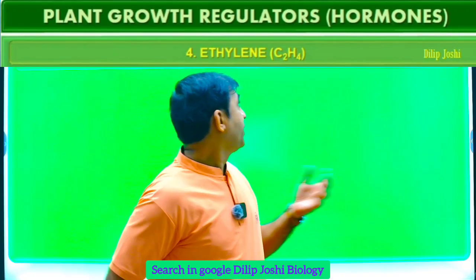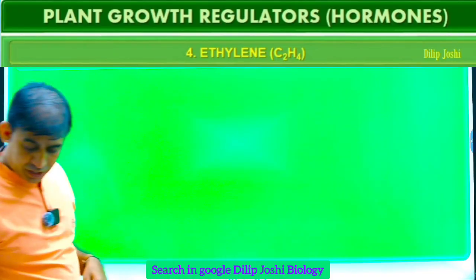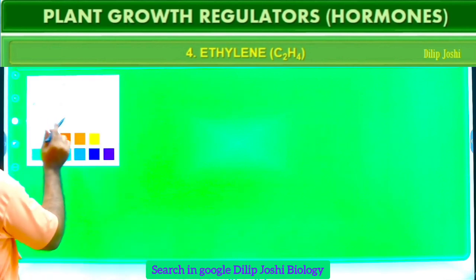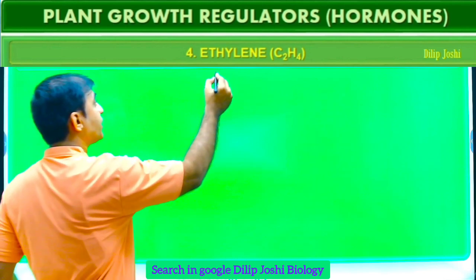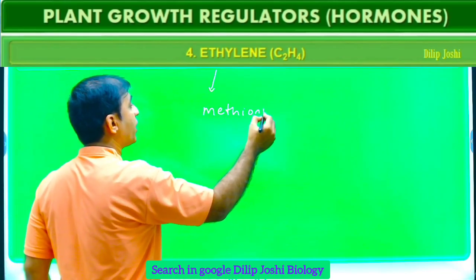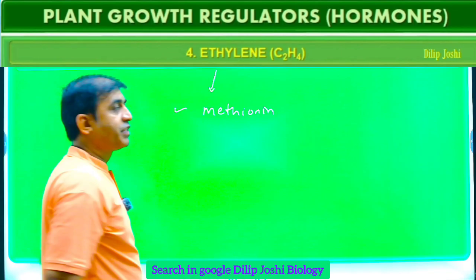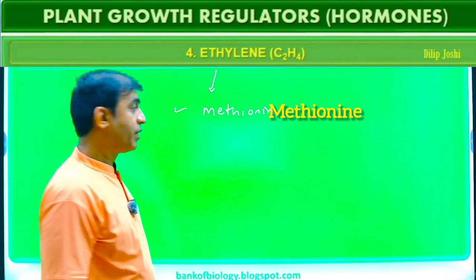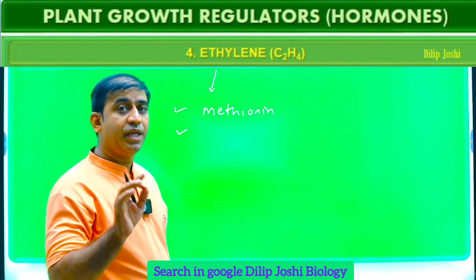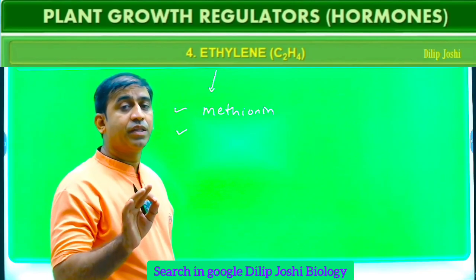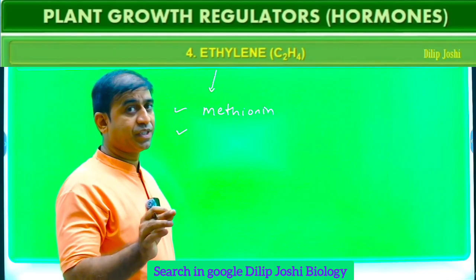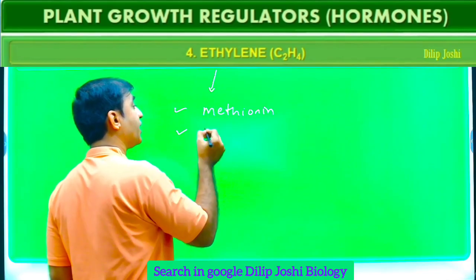Then if we see about this ethylene, its production, what is the precursor from where it is going to form? The precursor of this ethylene is methionine. Methionine is an amino acid which is the precursor of this ethylene. Then this ethylene is mainly found in places where the ripening of fruit is going to happen and in senescent leaves. These are the places where this ethylene is going to be found.